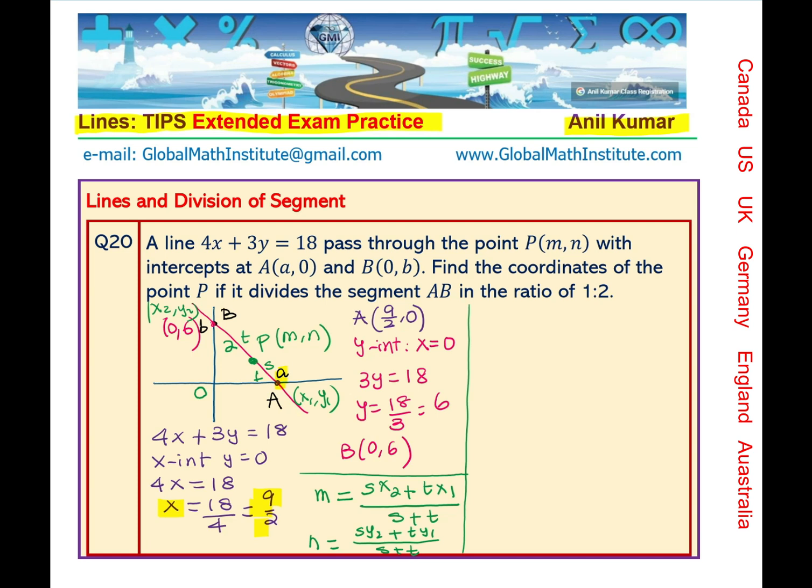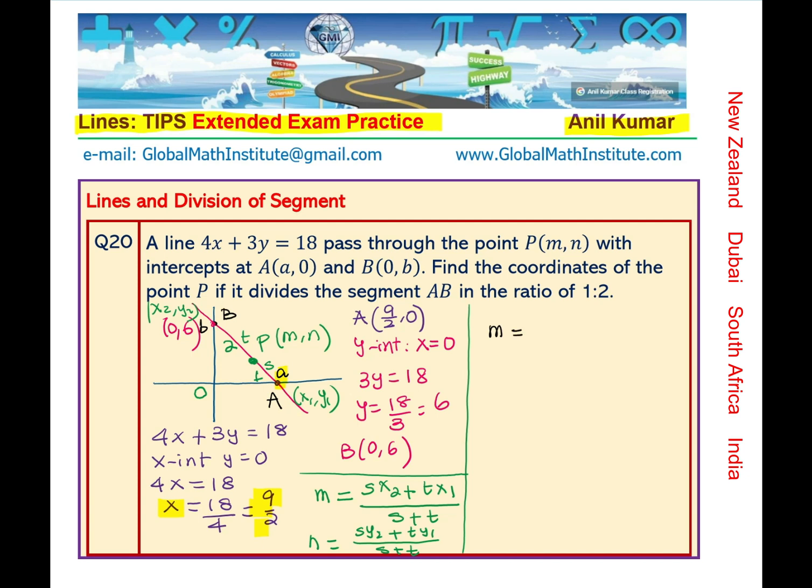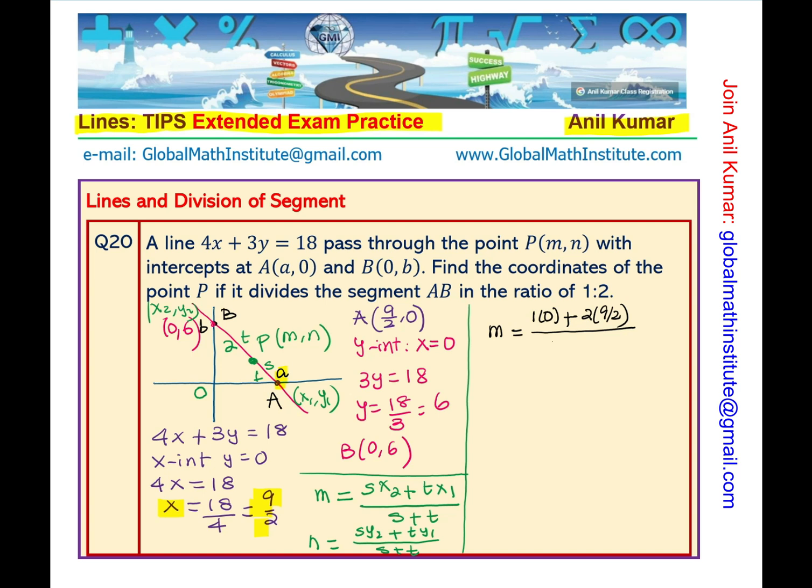Now, applying this formula, we can now find the coordinates of point P. So, coordinates of point P, m will be equal to, since the ratio is 1 is to 2, 1 will get multiplied with 0, plus 2 will get multiplied with the x-intercept, which is 9 by 2, divided by 1 plus 2. So that gives me 9 over 3, which is 3. So m is the value given as 3.